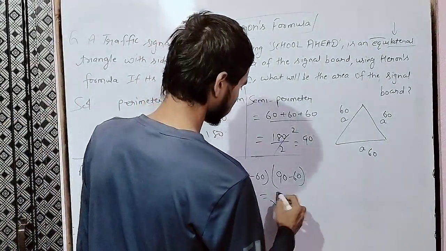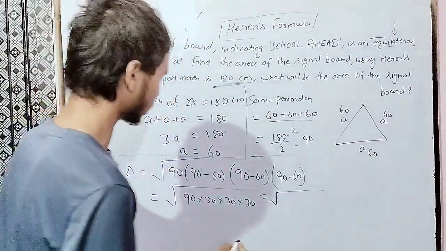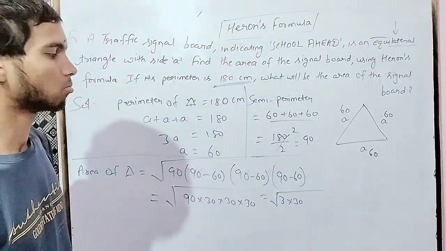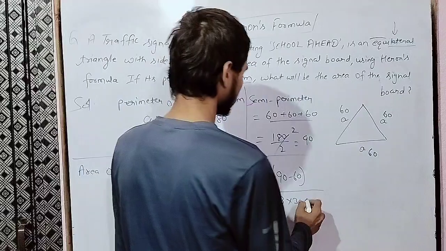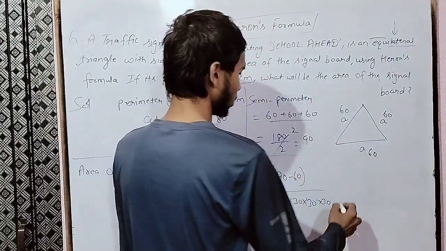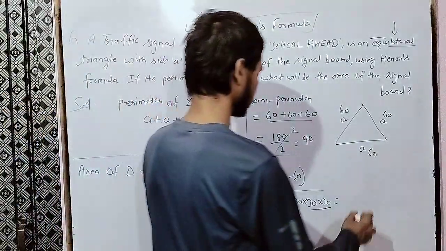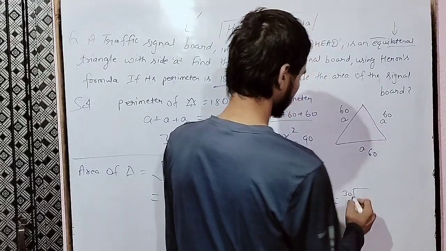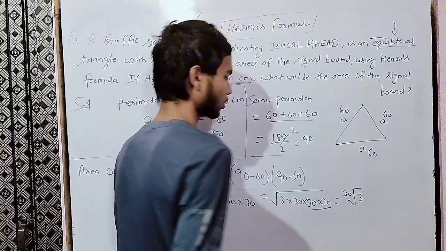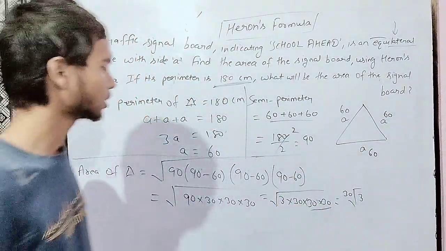We will solve it further. Then it will be how much? We are factoring here. So 3 multiplied by 30, it will be how much? 3 times 3 is 9, 0, so it is 90. We have 30 two times already. This 30 will be here and this 3 will be here. 30 multiplied by 30 will be 900.